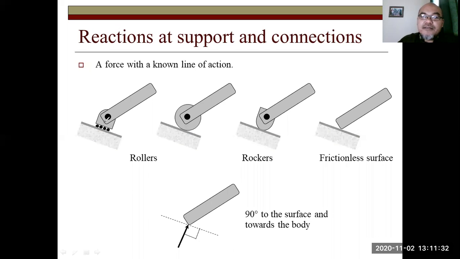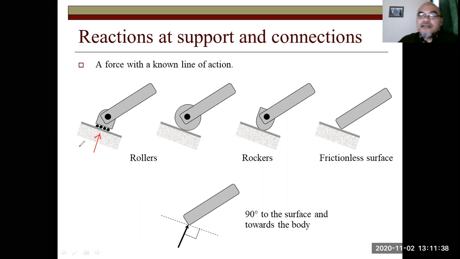What does it mean? It means that there is a reaction force towards the roller. Let's say that reaction force is Ry, for example. But there is no reaction force on the plane. Parallel to the plane, there is no reaction force because it can slide freely.